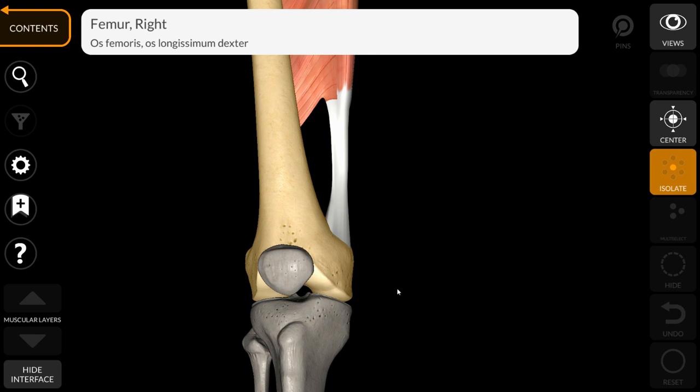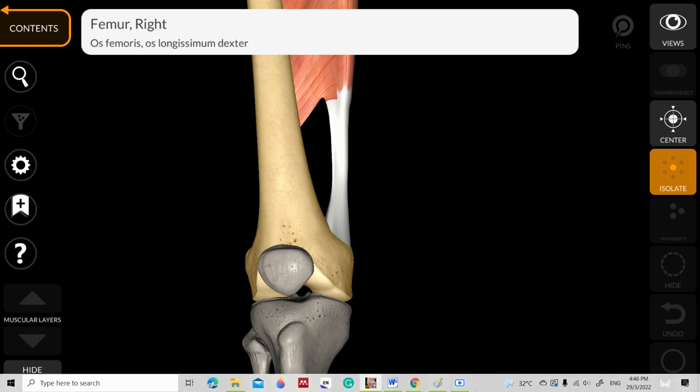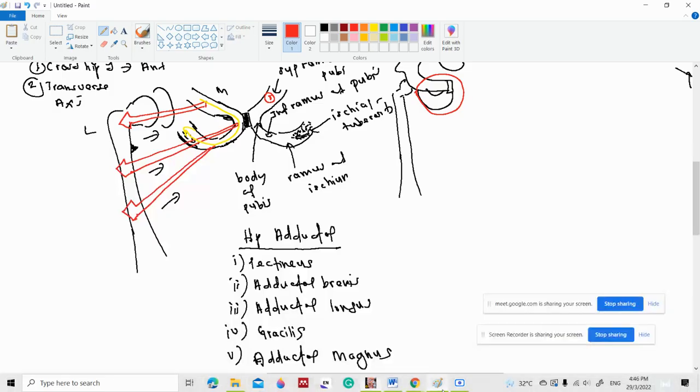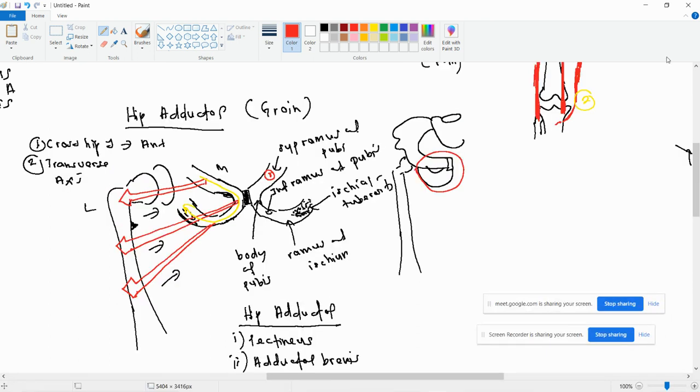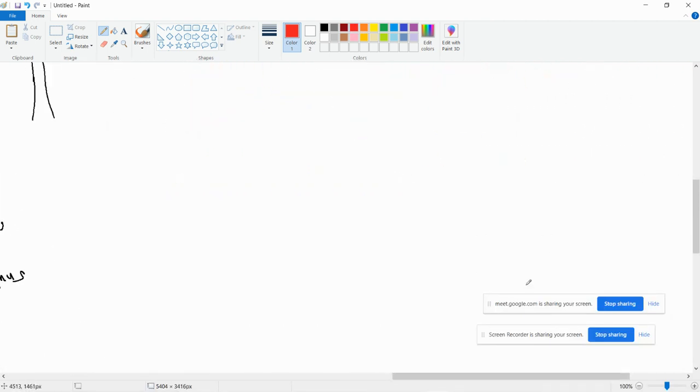Okay, class, clear? Right now, my simple diagram over here, class. I think by this diagram you can explain everything, the origin and insertion, class, over here. Maybe I can enlarge this diagram, and you can also draw in your own way, however you want to simplify all this diagram.